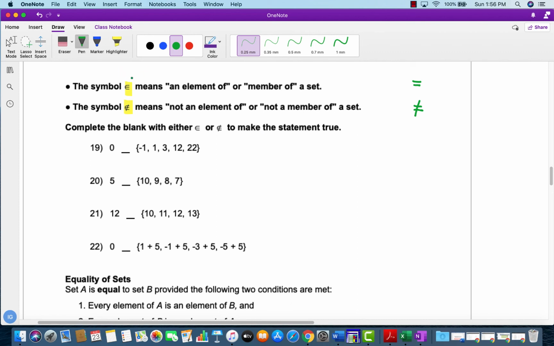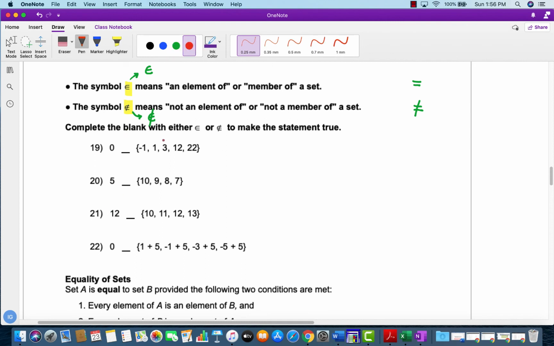The way you're going to draw or write it is kind of like a capital E, like this, and a line through it. Let's see if I can do a better job here.